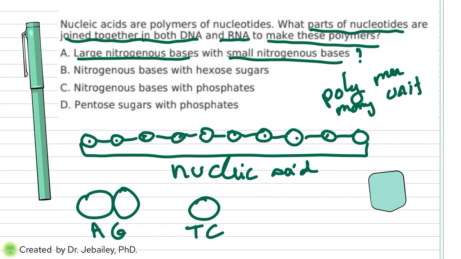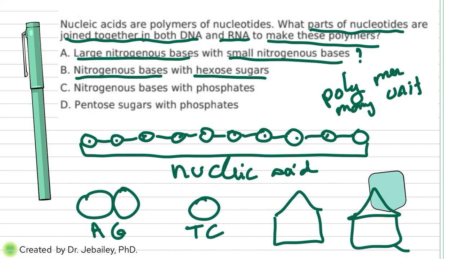It says nitrogen bases with hexose sugars. We don't use hexose. Hexose sugars look like this, right? And that is not what it is. Both RNA and DNA don't look like that. They look like houses. The only difference is RNA here has an O in here, while DNA doesn't. So DNA has no O in here. And they do look like a house. So it's definitely not hexose. So B is out of the way for sure.